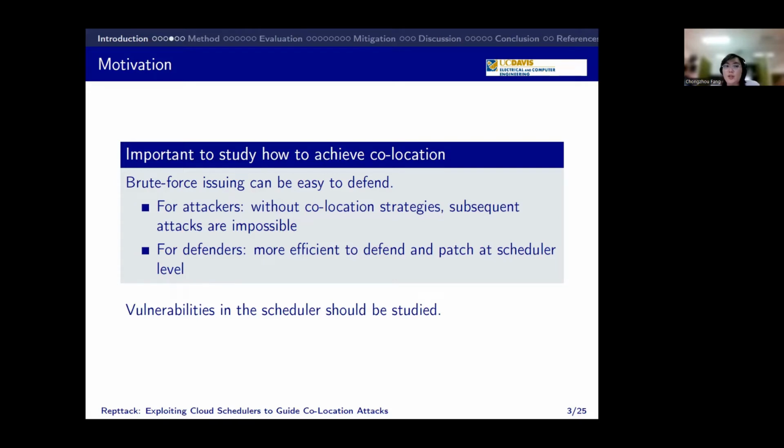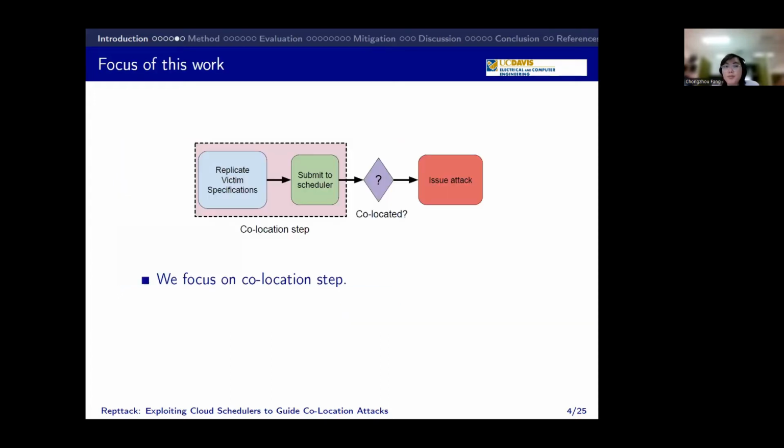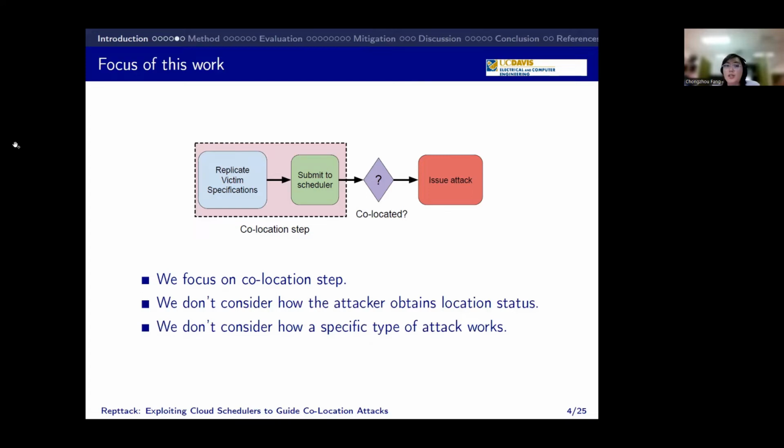Since tasks like resource allocation and node assignments are performed by the cloud scheduler, it is important to study the vulnerabilities in cloud schedulers and know how to patch the scheduling algorithm. The focus of this work will hence be on the collocation step. We pay special attention to the scheduler, and answer the question: what specific feature makes it easier for attackers to achieve collocation? We only care about the collocation step, especially how to exploit the scheduler to achieve collocation. We do not care about how collocation is detected, and we don't consider how specific types of attack work, since related technologies are already discussed in literature.